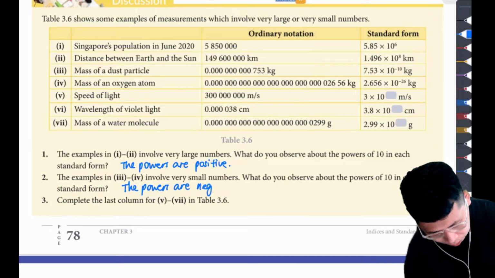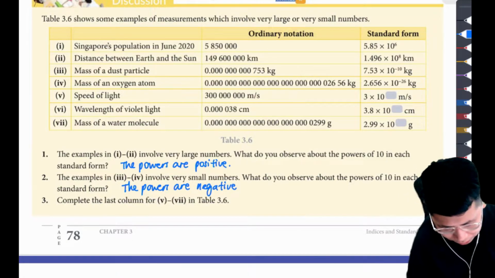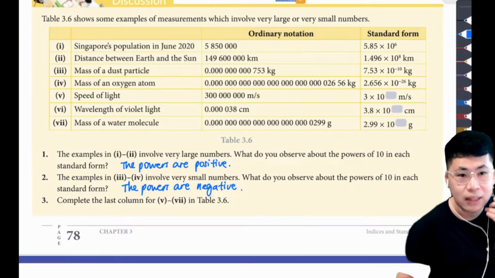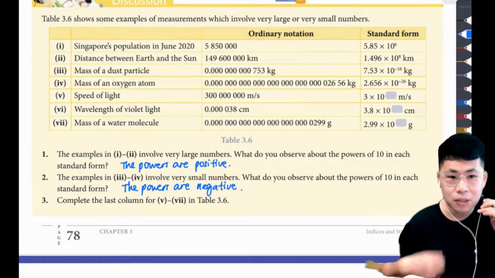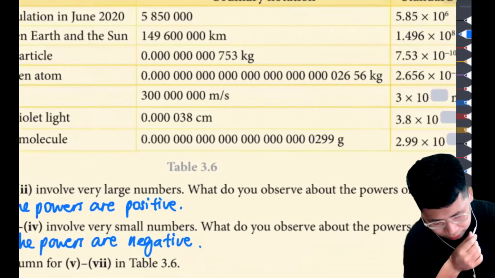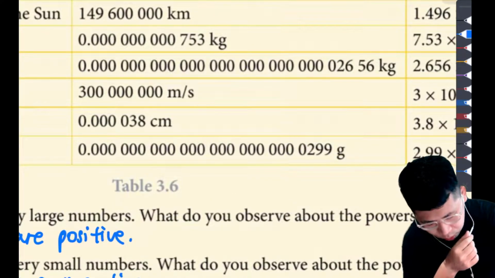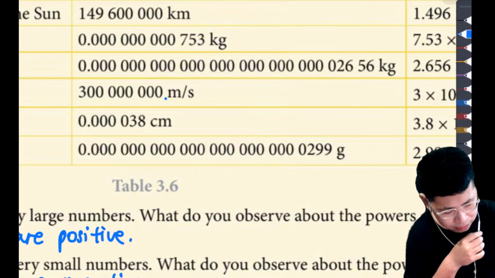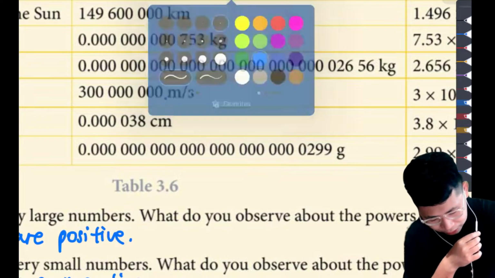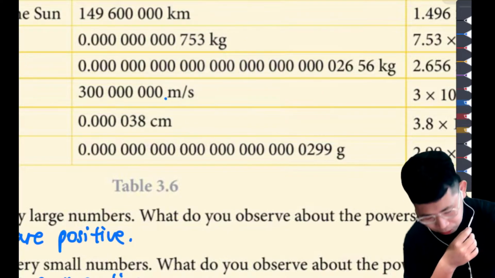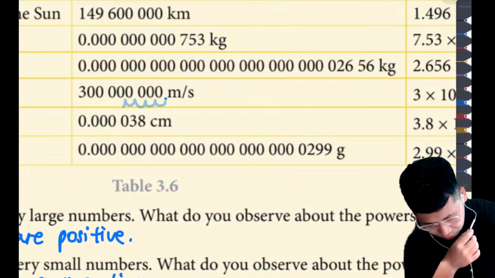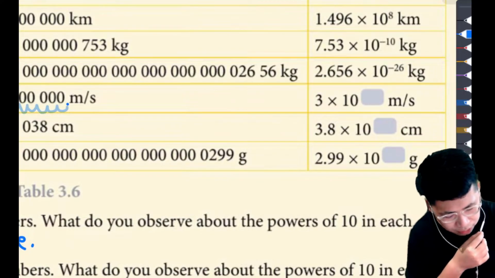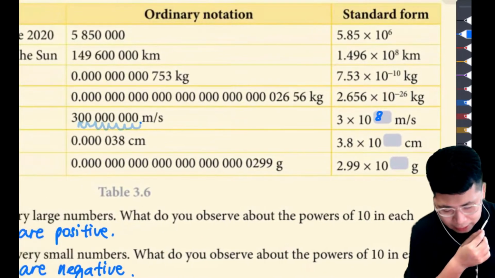Right? And let us complete the last column for 5 to 7. Alright, so for the speed of light, I think some of you may have learned in science, this is 300 million meters per second. We can write this as 3. Now, a quick way to do this is you find where's the decimal point over here. Right? So, as long as your decimal point moves to the left, you need to add your power. So 1, 2, 3, 4, 5, 6, 7, 8. It moves 8 steps. So over here I have 3 times 10 to the power of 8 meters per second.